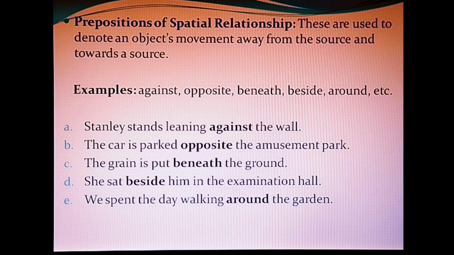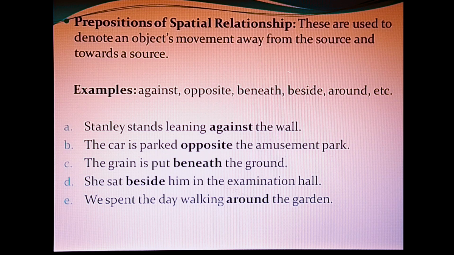Now, when we were talking about the uses of prepositions, I talked about this. And I said spatial. The word spatial means space. So the prepositions of spatial relationship simply establish what? A spatial relationship between nouns, pronouns, and then verbs and adjectives or other content words. So we have the word examples here: against, opposite, beneath, beside, around. These are all what? Prepositional words used to establish what? Spatial relationships.